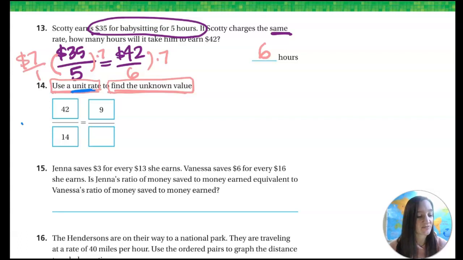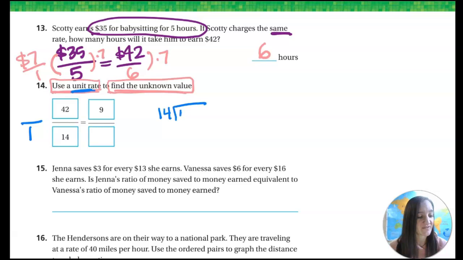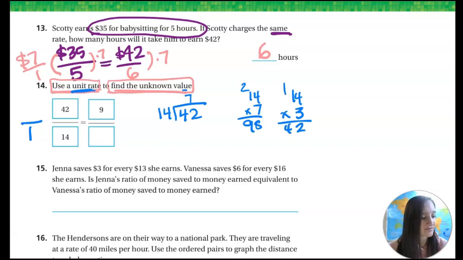How do I get to 1? Well, I need to divide by 14. So 42 will go into 14 7 times? Oh, I am way off, aren't I? It didn't listen to me. How about 3 times? Oh, that's much better. Okay, so 3 times for 42.